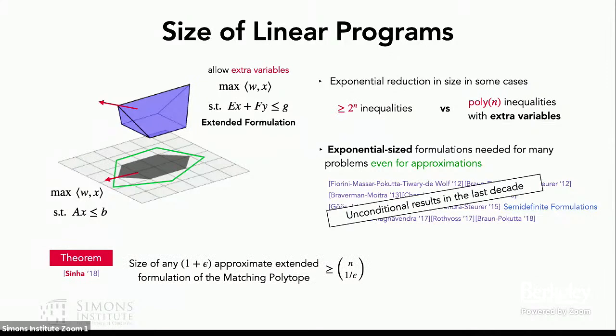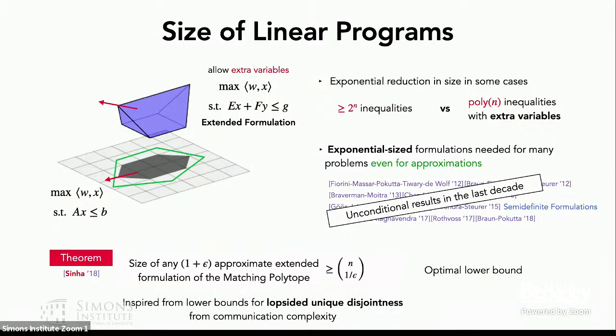And one of my results here was that I showed that for the matching polytope, which is a very classic problem in computer science and combinatorial optimization, if you want to write down a linear program that gives you a 1 plus epsilon approximate solution, you need n choose 1 over epsilon inequalities. It may not be very obvious why this number, but this bound is tight because there is a very simple linear program that doesn't even use extra variables, and it has the same size, and it gives you 1 plus epsilon approximation. And this holds for all values of epsilon, so it generalizes all the previous results.